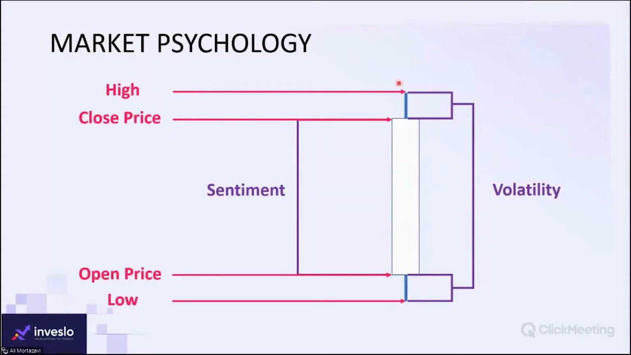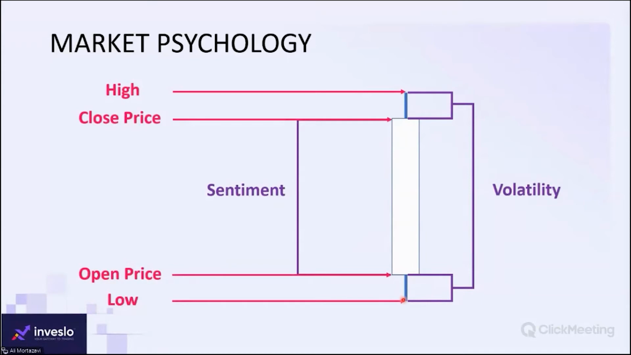Okay, here on my presentation, you see we need four prices to shape a candlestick. The open price and close price are limited. The body of the candlestick is a rectangle here that can be bullish or bearish, and we also have the high price and the low price of the session. We can determine the sentiment of the market by measuring the length of the body, and we can measure the volatility of the market by considering the length of the shadows.